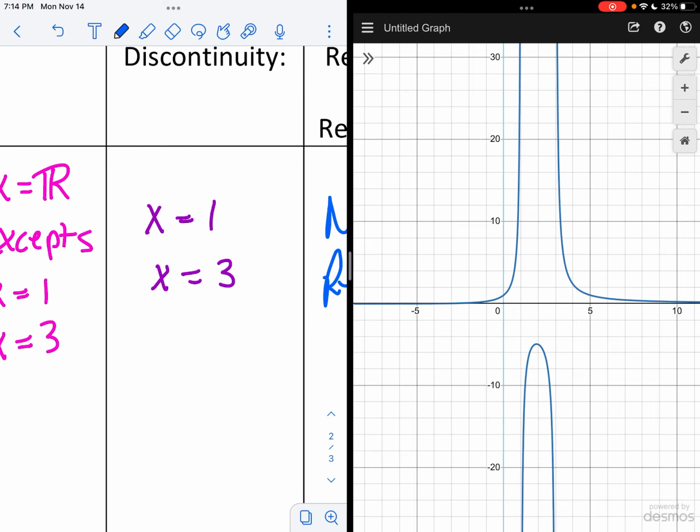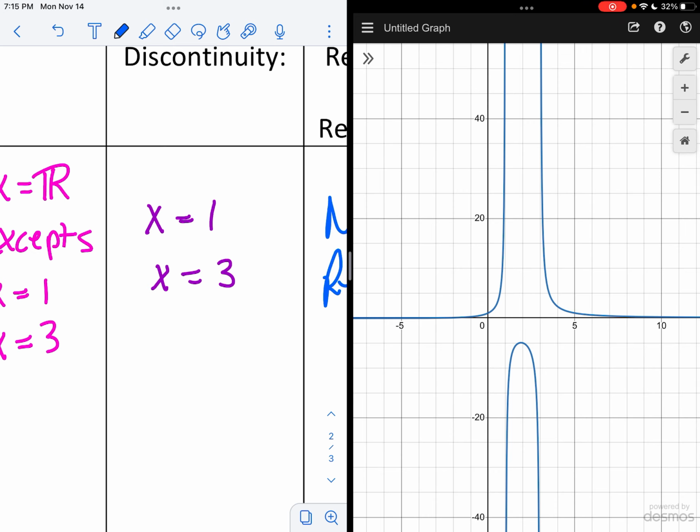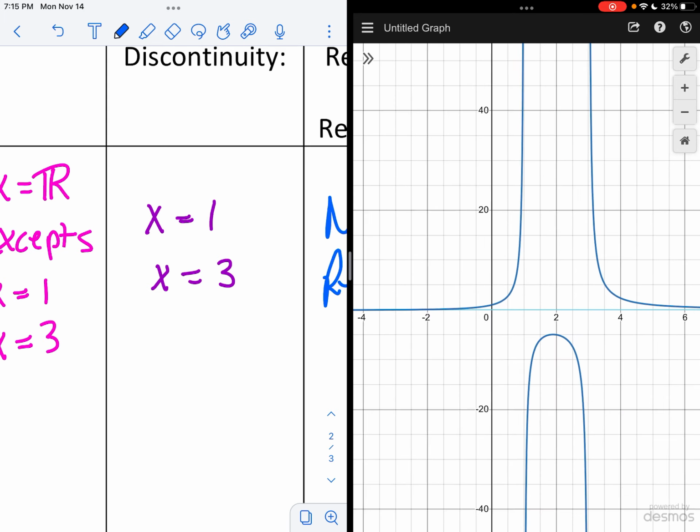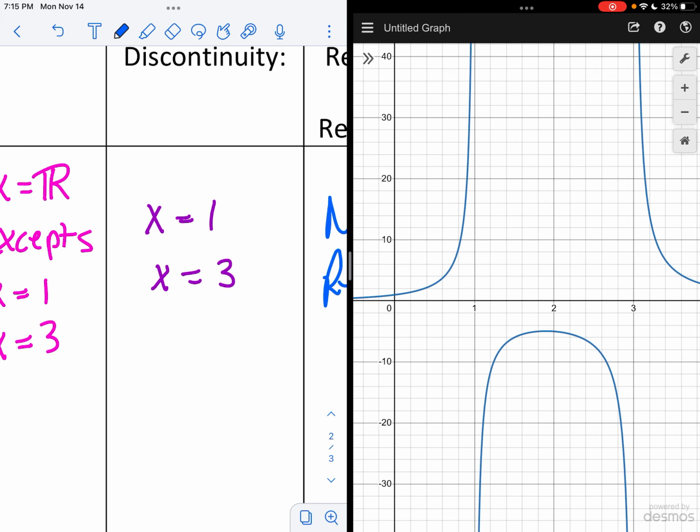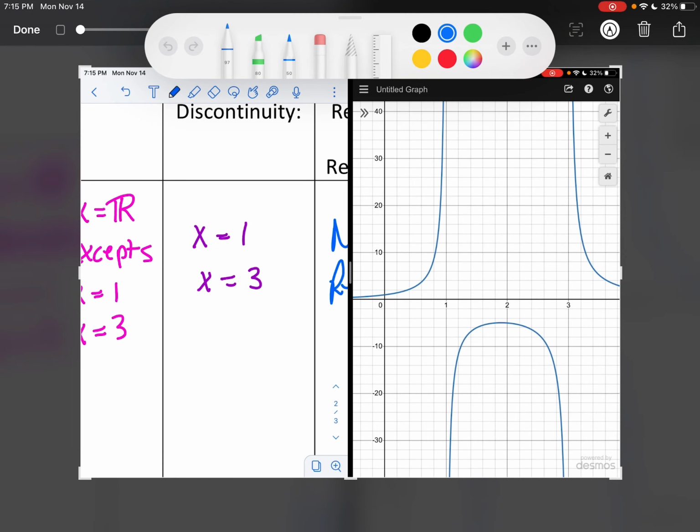I guess I could screenshot it. This one's trying to touch 1, but it won't touch 1. It'll forever get closer and closer, so let's screenshot it so we can actually write on it.